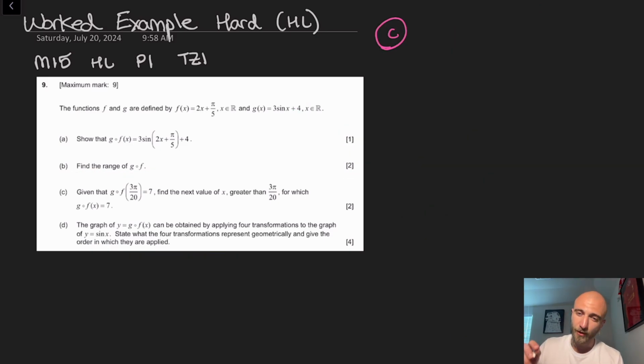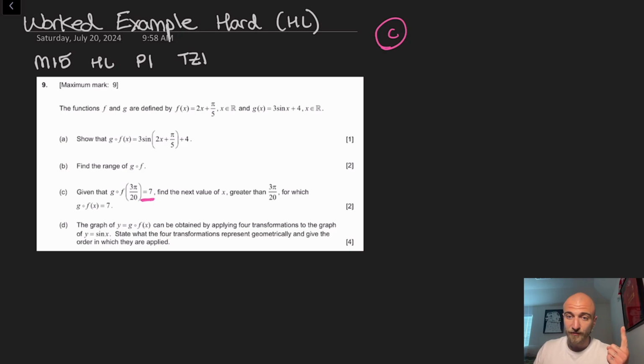Part C is also a little bit trig and not as much function stuff, but we're still going to do it anyway for the sake of completion. All right, let's get to it. The problem statement reads: given that g of f of x evaluated at 3 pi over 20 is equal to 7, find the next value of x greater than 3 pi over 20 for which that same condition holds true. Something we immediately notice here is that 7 is really, really important. Remember what we just did in part B.